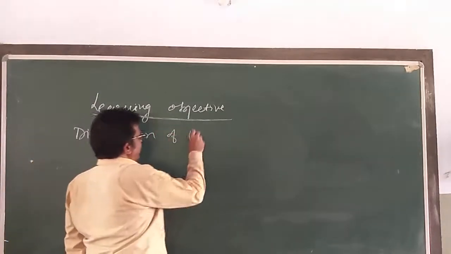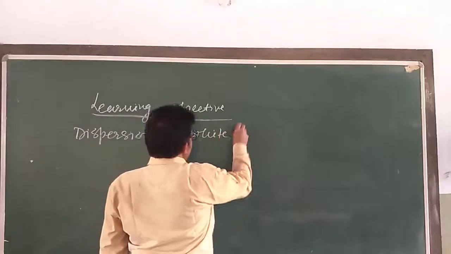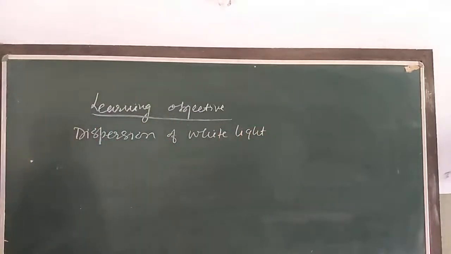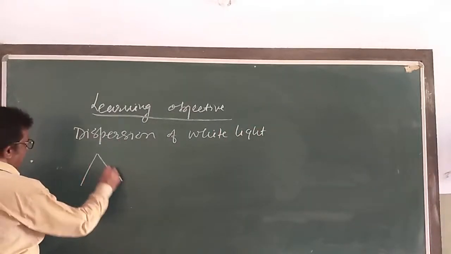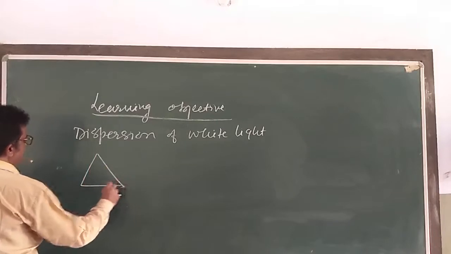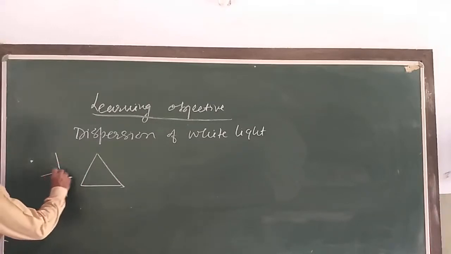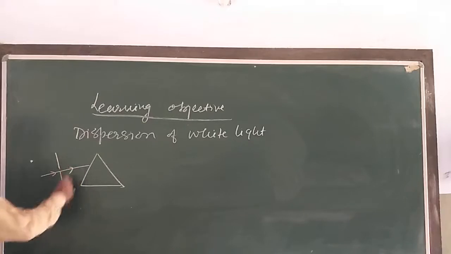Dispersion of white light through a glass prism. Here, my dear children, this is the prism, and take a cardboard and make a fine hole over there. A white light enters through this surface.